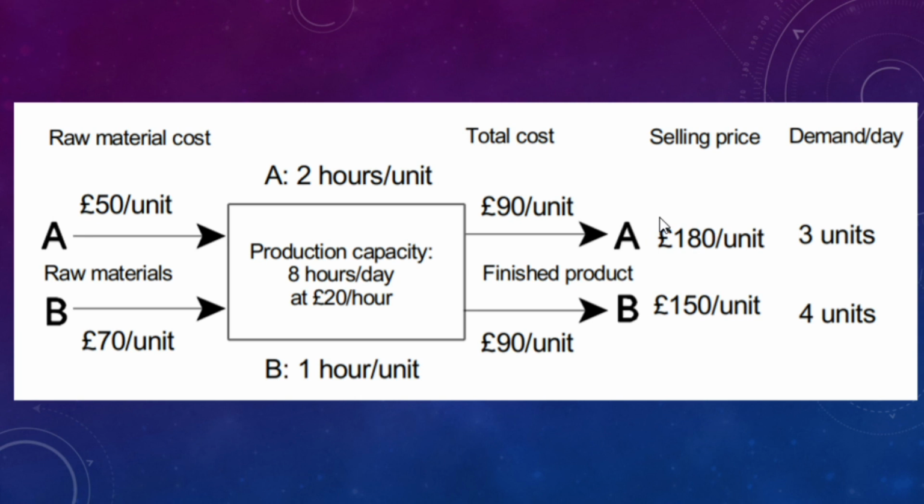Alright? So the selling price is 180 per unit for product A and 150 per unit for product B. So our profit for product A is 90 pounds, and our profit for product B is 60 pounds. Alright? 180 minus 90, 150 minus 90. So if you look at it, product A is the one that gives more back to the company, right? So of course, as a firm, we will produce and sell a lot of product A, because it earns more.